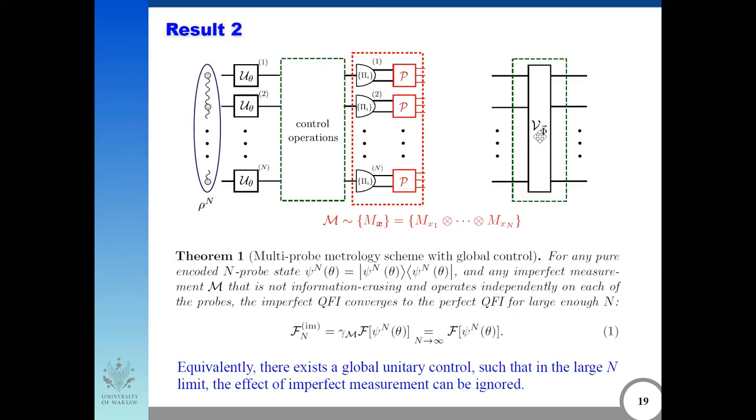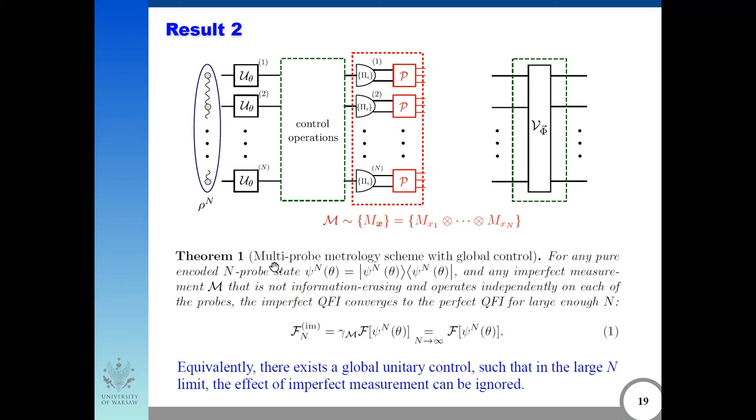So this is our main result, which says that if I now really do genuine global control operations, then we have the following theorem. For any encoded pure states, and any imperfect measurements M that have this structure and are not information erasing, I will say more about this later, which operate independently on each probe, the imperfect QFI converges to the perfect QFI when N is large enough. The imperfect QFI is, from lemma one, gamma M times this. And when N goes to infinity, this gamma M basically goes to one. So that's the point.